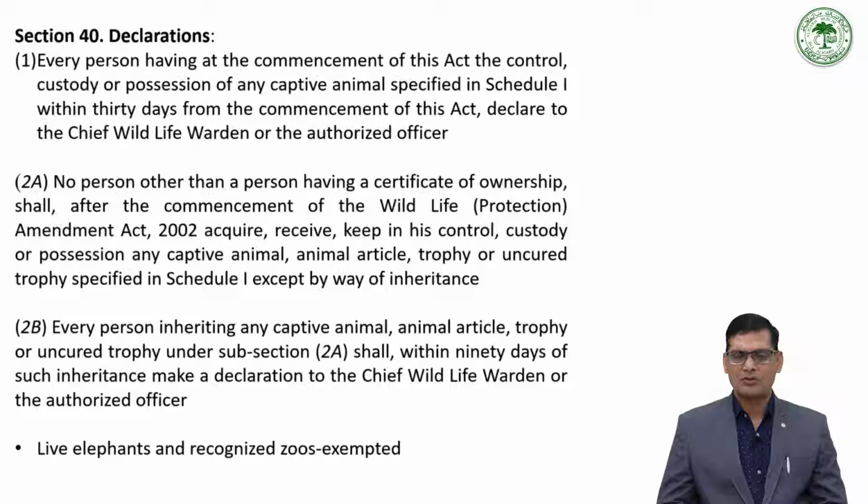It also talks about declaration of such inheritance, which should be made within 90 days to the Chief Wildlife Warden or the authorized officers. So, if a person is inheriting some things related with wild animals, he or she is supposed to inform this to the Chief Wildlife Warden or any authorized officer within 90 days of the inheritance. The above provisions shall not be applicable to live elephants and to recognized zoos.